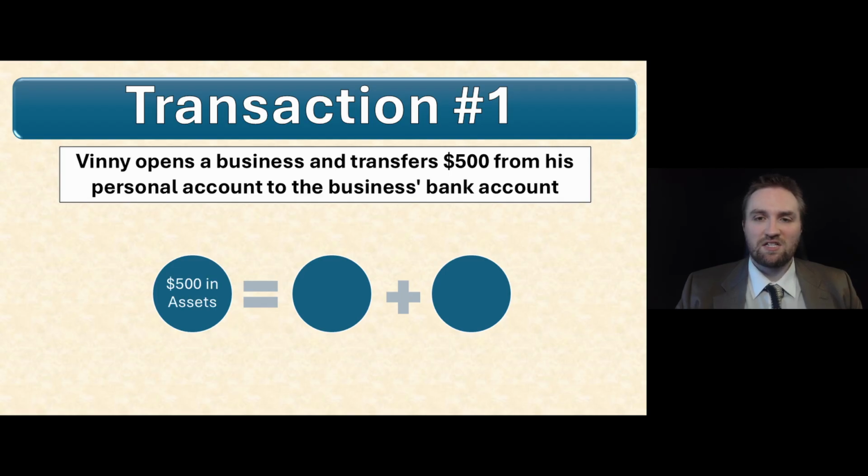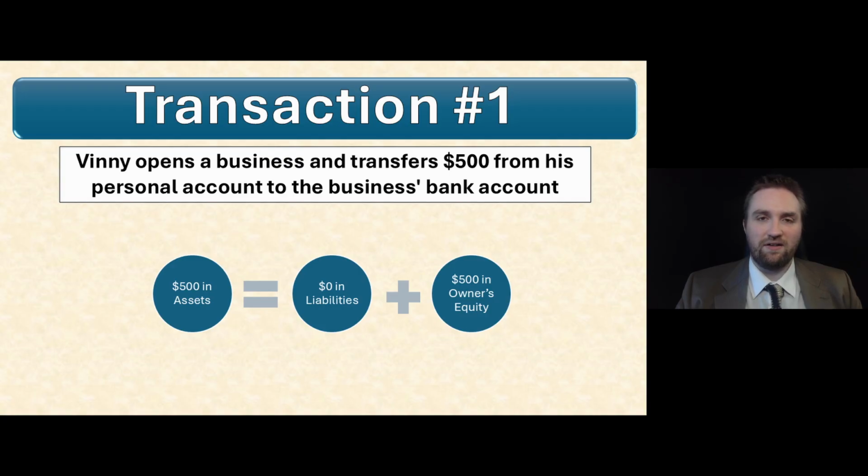Yes, the business now owns $500 in cash. Liabilities. Is this something the business owes? No. There's no indication that Vinny expects his money to be repaid. Owner's equity. Is this something the owner owns? Yes. By not expecting to be repaid, Vinny putting $500 into the business is considered an investment. He now has claim to $500 of the business's assets. Final result, $500 in assets equals $0 in liabilities plus $500 in owner's equity.